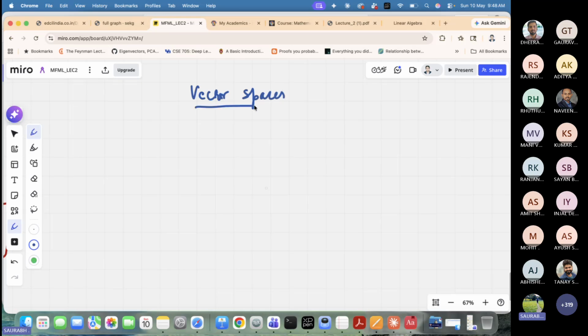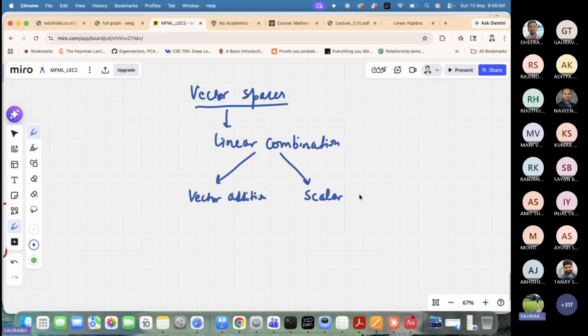From vector spaces, we are going to go into linear combinations now. We are going to learn about linear combinations, and these linear combinations obey only the two things that you have already learned: vector addition and scalar multiplication. All the things that you do in linear algebra are basically the output of these two things. Every single thing that you will see in linear algebra is there because you have vector addition and scalar multiplication. These are the basic two operations that we have.